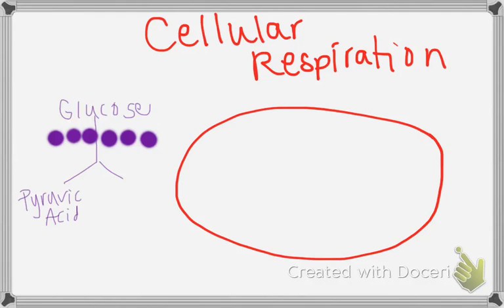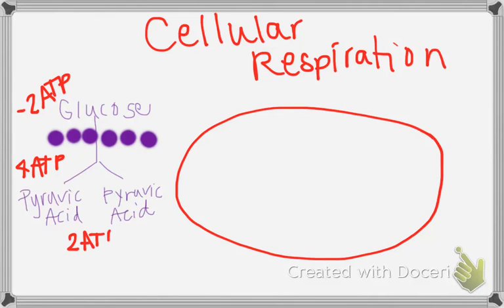And remember, this process takes negative 2 ATP. So it required 2 ATP, but you actually made 4. So we say there's a net of 2 ATP and 1 NADH from step 1. And remember, step 1 is called glycolysis. I don't have room to write it, but step 1 is glycolysis.